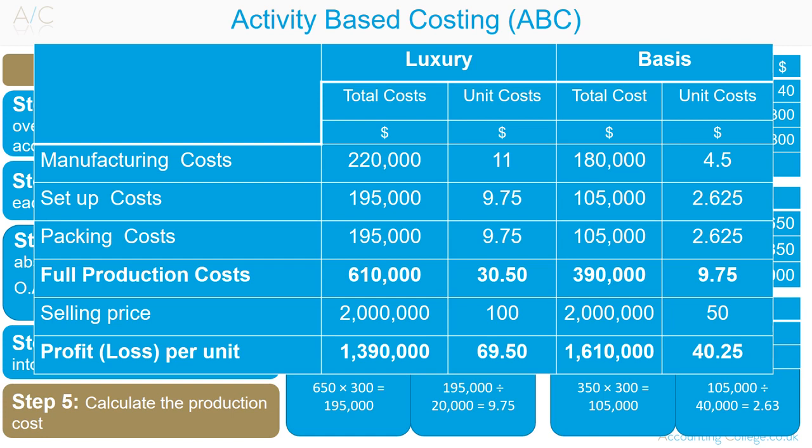Or take the unit full production cost of luxury phones multiplied by the number of luxury phones produced. $30.5 multiplied by 20,000, giving you $610,000. And take the unit full production cost of basic phones multiplied by the numbers produced. $9.75 multiplied by 40,000 gives you $390,000. As we have seen, $610,000 plus $390,000 gives you $1 million. With the cost per unit, you can then work out the profit per unit.